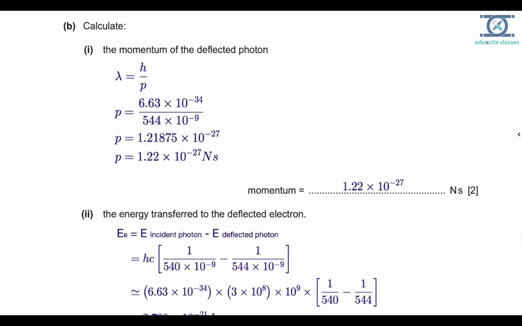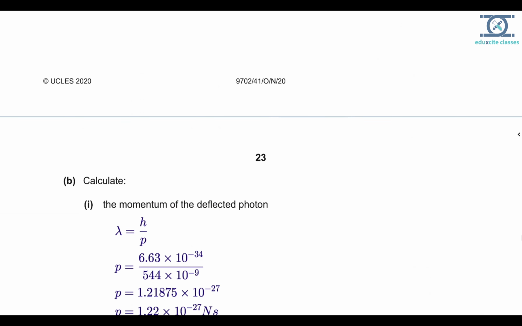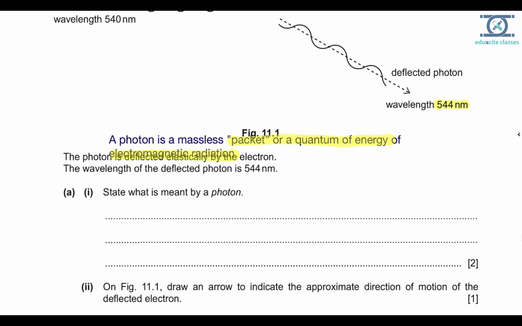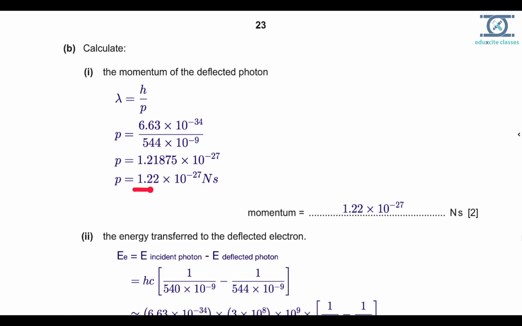Now calculate the momentum of the deflected photon. That is the de Broglie wavelength. Lambda is equal to h upon p. h is the Planck constant, the value is given to you. p is the momentum we have to calculate, and lambda is the deflected photon wavelength that is already given to us in the question. Putting in the values and converting to 3 significant figures, you will get your answer. That is 1.22 into 10 raised to power minus 27 Newton second.